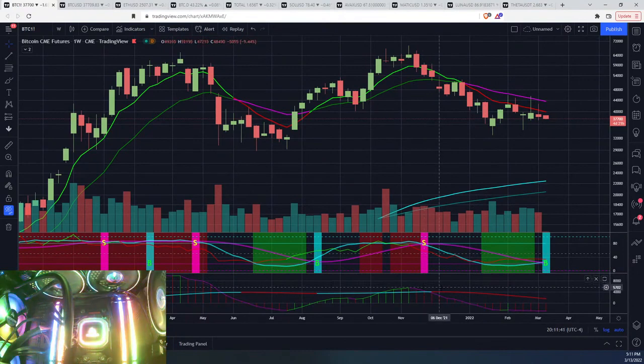We obviously have no momentum. The histograms are all red and to the downside. The slope is all red and to the downside. So people who say, well, I'm buying because something's oversold or it's at low levels, or something like that, I just don't buy into it. This just shows us the bears are very much in control.